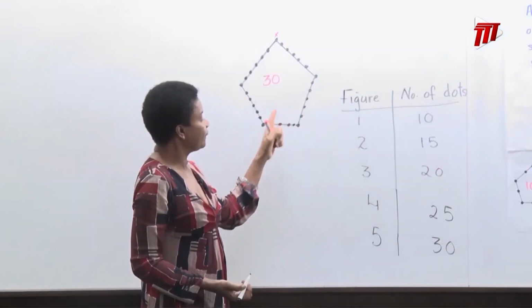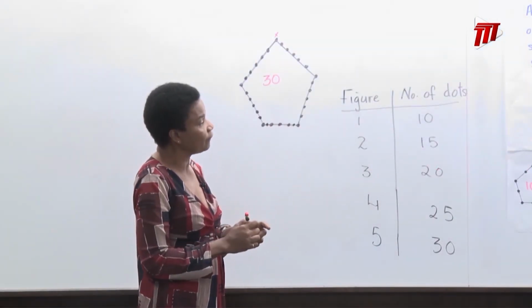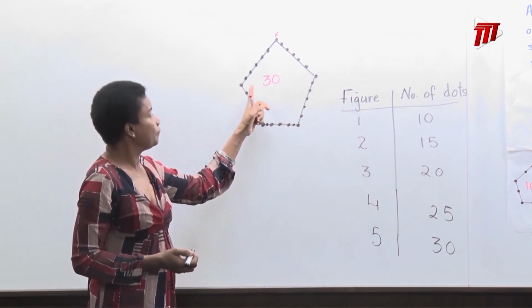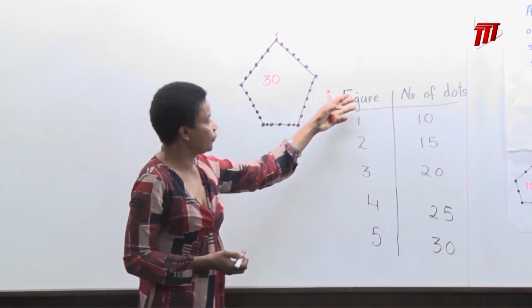So there are two ways that you can solve this problem. We can either draw the figure and put in the dots, or we can use our table. And this concludes our session on geometric patterns.